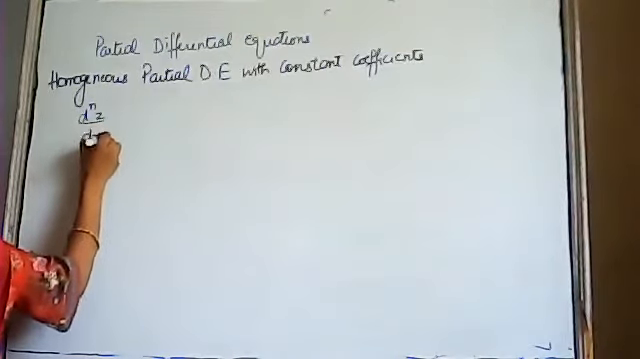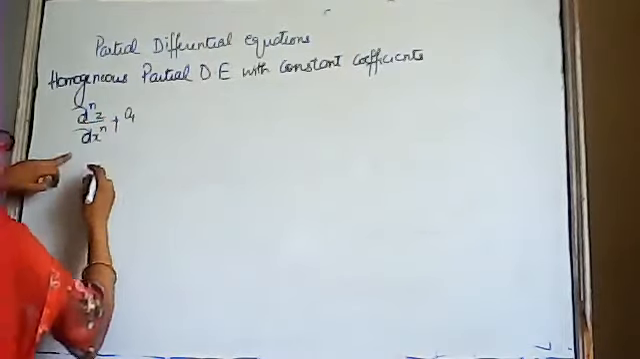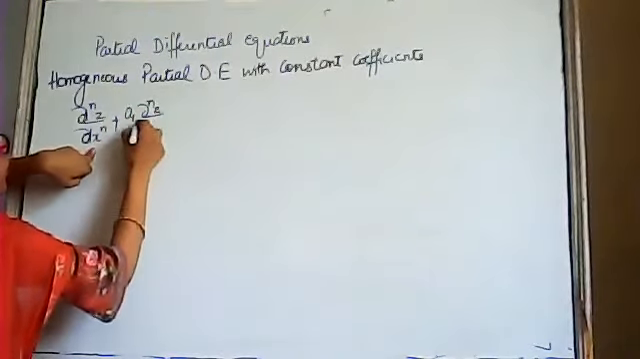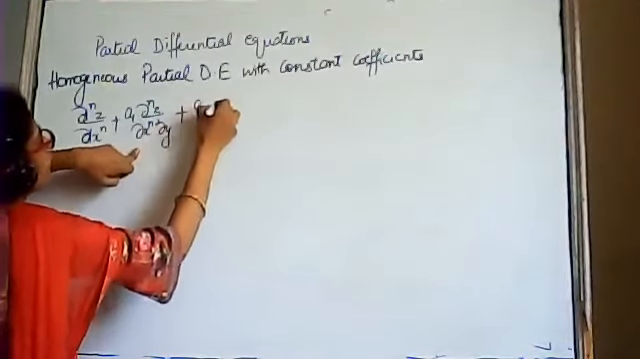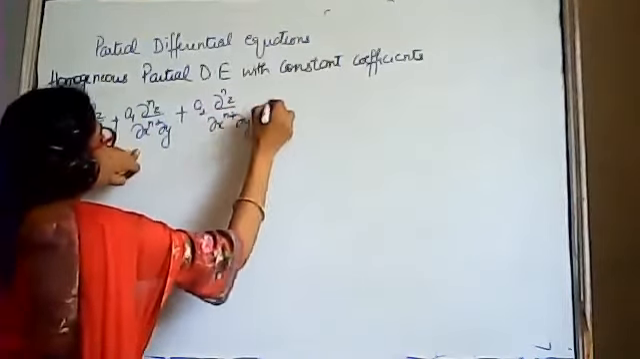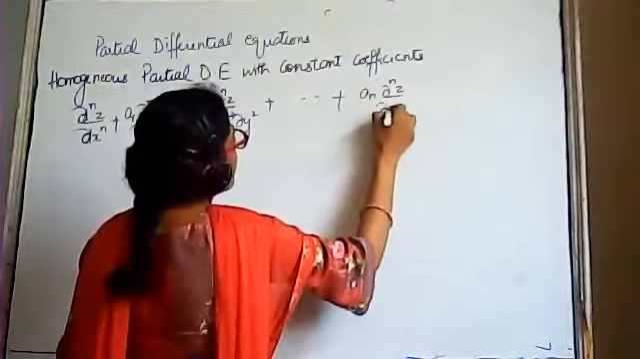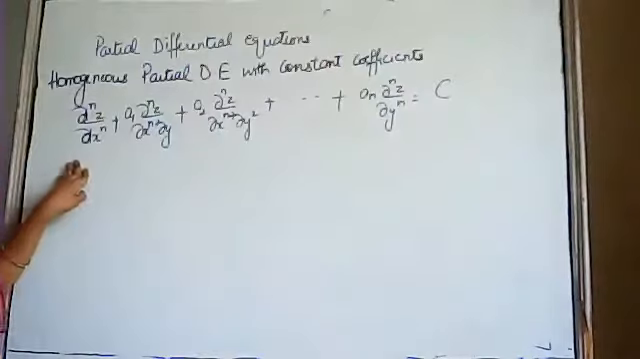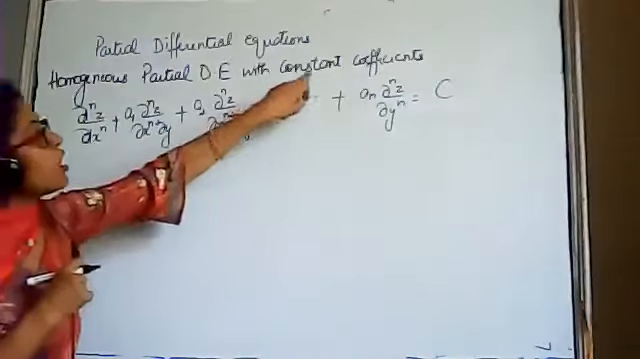∂ⁿz/∂xⁿ + a1 ∂ⁿz/∂xⁿ⁻¹∂y + a2 ∂ⁿz/∂xⁿ⁻²∂y², and so on up to an ∂ⁿz/∂yⁿ equals some constant c. This type of equation is known as a homogeneous partial differential equation with constant coefficients.